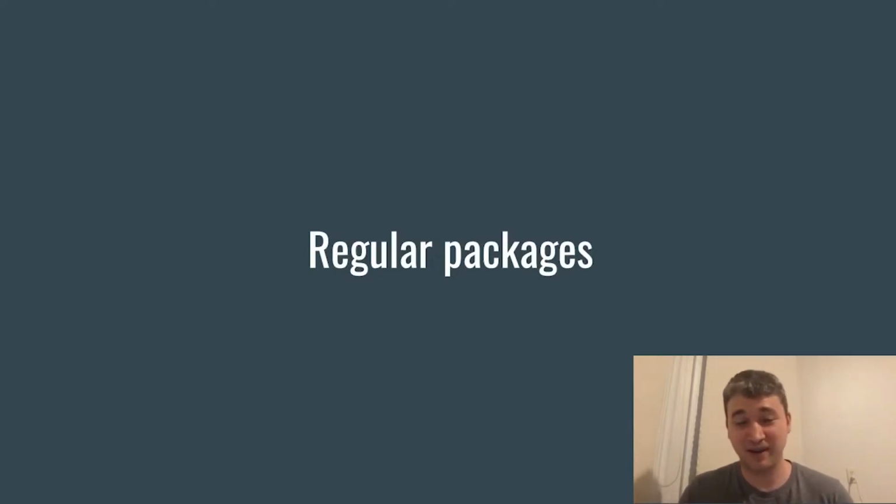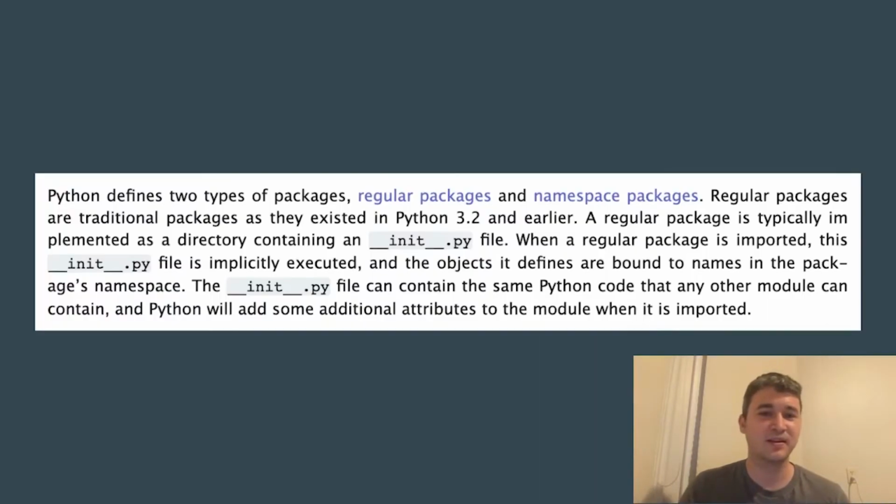So let's get into regular packages. Basically, a regular package is the way that Python packages existed up until Python 3.3. So 3.2 and earlier only had regular packages. You define an init.py file in a directory. And when you try to import from that directory, the code in that init.py file will be executed. And any of the objects there become part of that package.